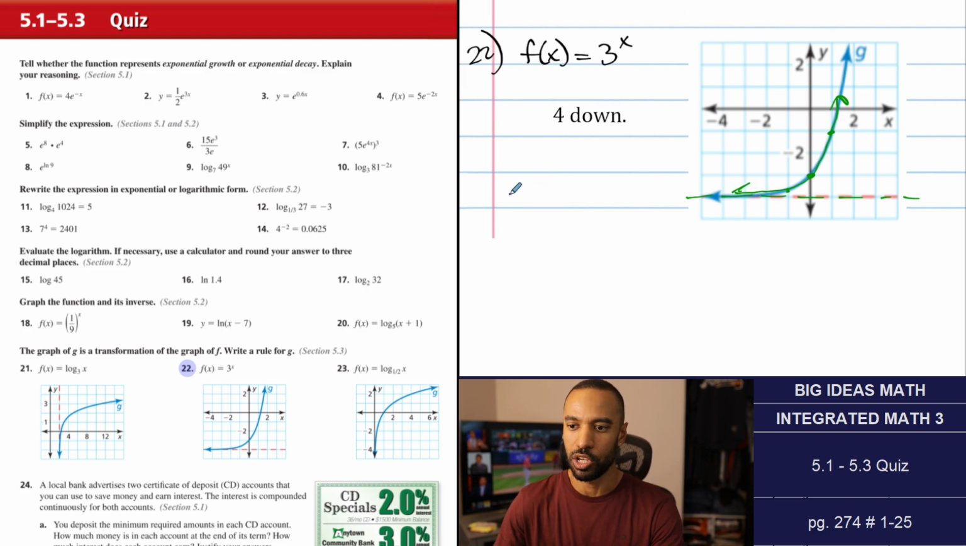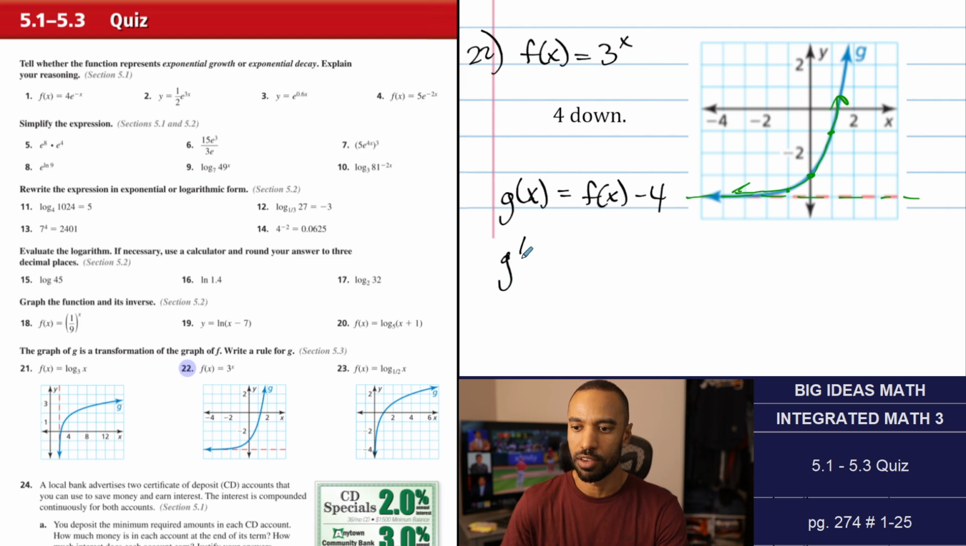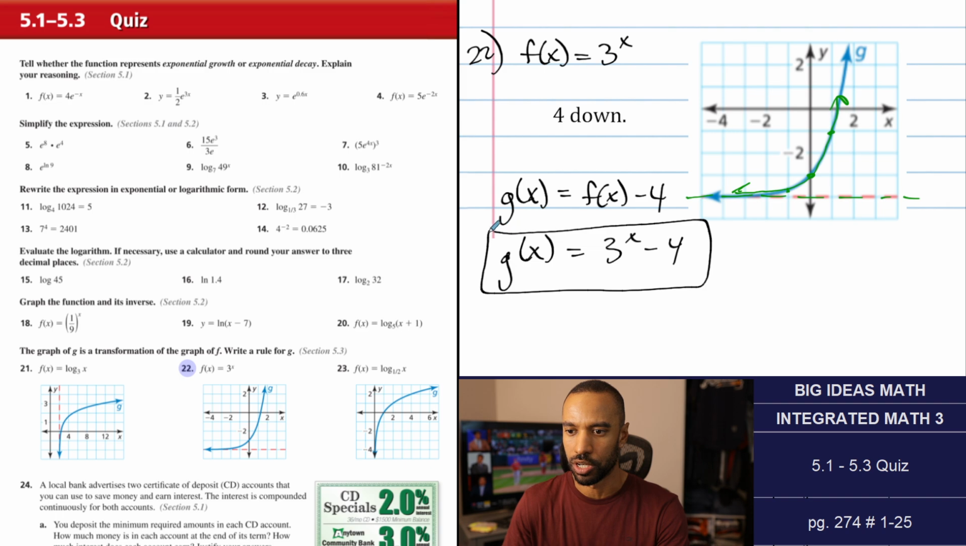So our g of x equation just takes whatever we had for f of x and it's subtracting 4 from it to affect the y's there. So g of x is 3 to the x power minus 4. That is our equation for number 22.